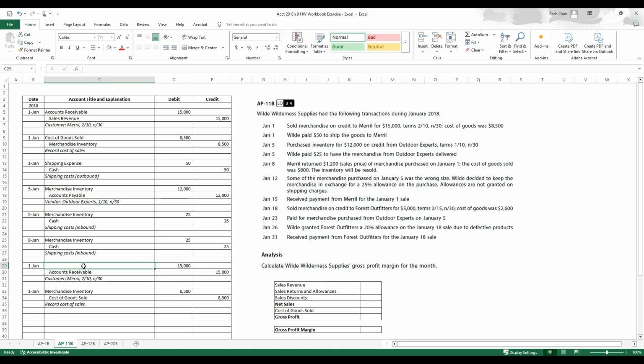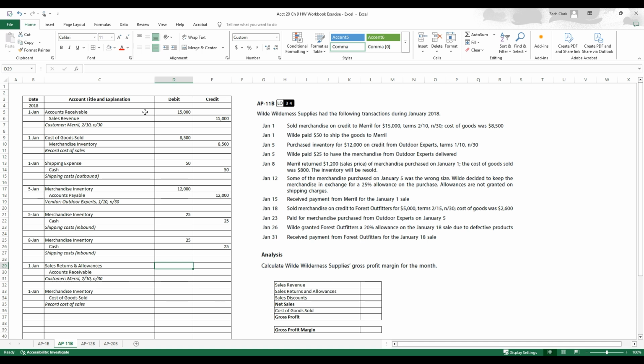Instead of directly debiting sales revenue when we have returns, we have an account called sales returns and allowances. And again, this is a contra account, so we take this account and reduce it against sales revenue. So it has the effect of reducing revenue. But we keep those two things separate for analysis purposes and transparency, to be able to see how many returns we have in a given period versus how much sales we had.